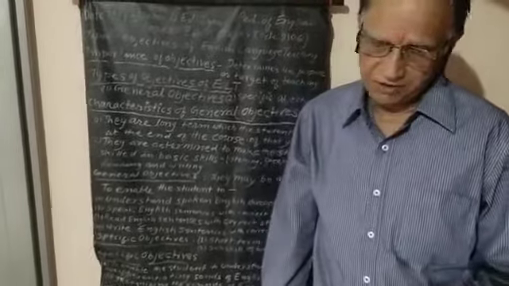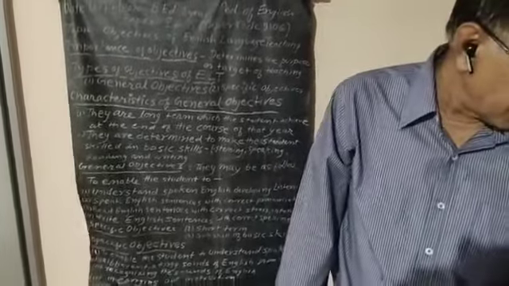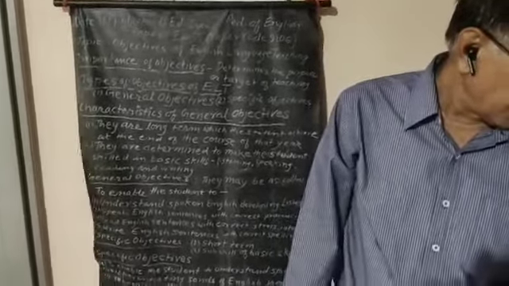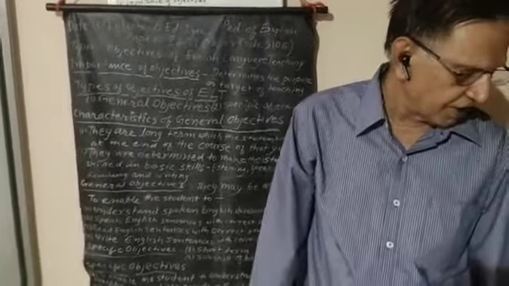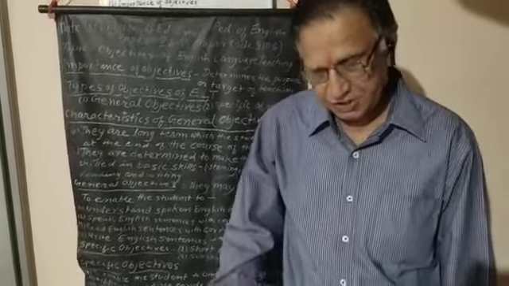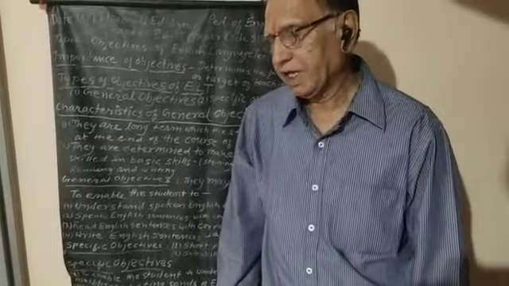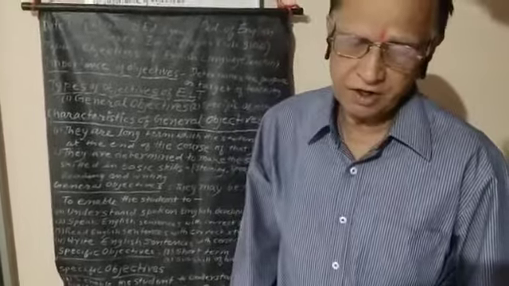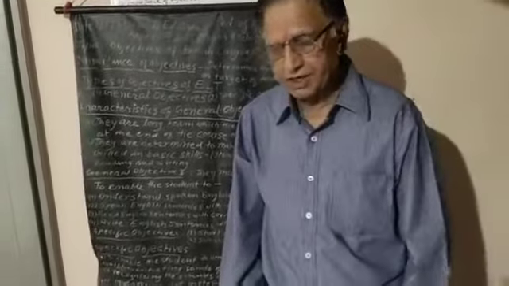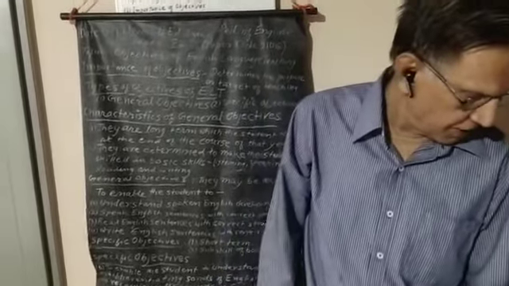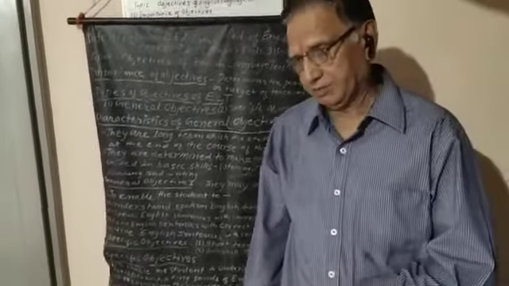Third general objective is to enable students to read the English sentences with correct pronunciation, taking care of stress, intonation, pause, etc. And fourth general objective, which is concerned with writing, is to enable students to write the English sentences with correct spelling.